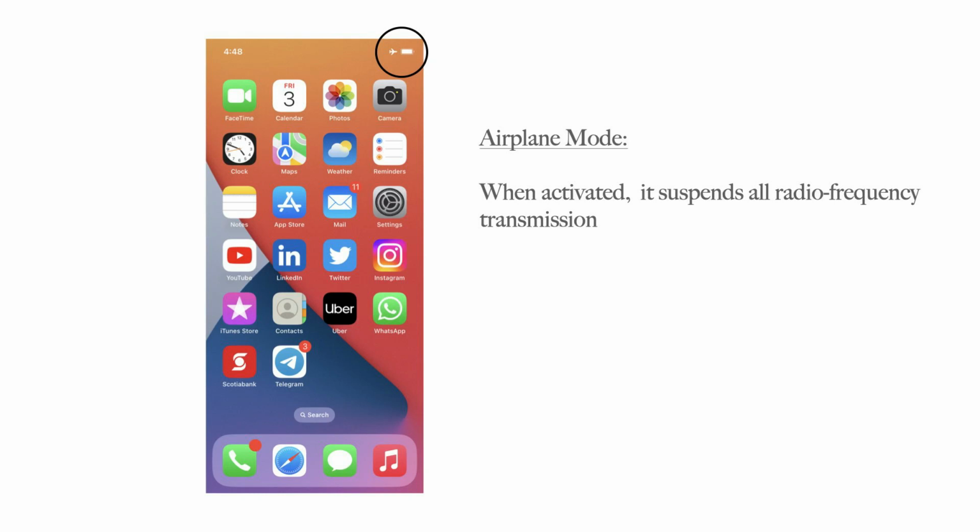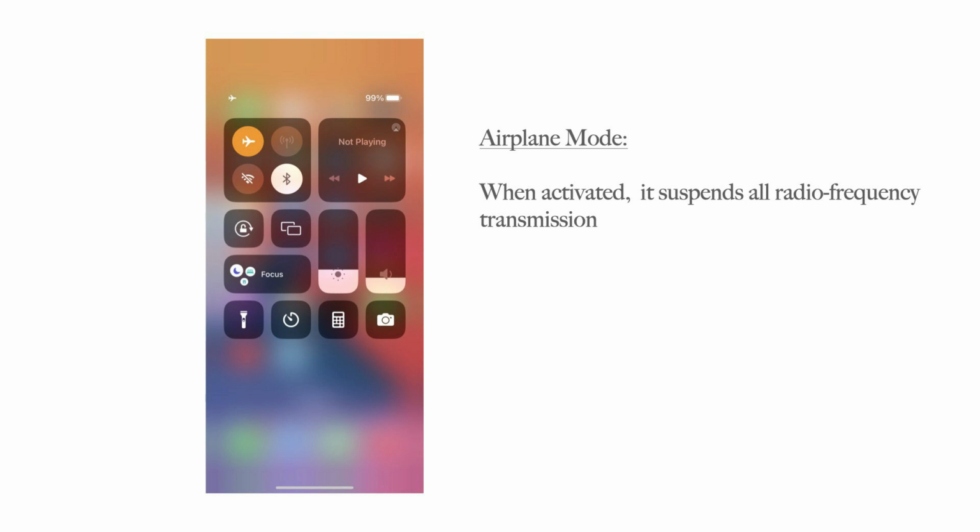Hey guys, in this video I want to quickly show you what actually happens when we put our smartphones on airplane mode. You can see in front of you I've got my iPhone, and in the top right-hand corner of the screen you can see the airplane mode icon. If you're using an iPhone and you swipe from the top right-hand corner, you can see that airplane mode is shown in orange.